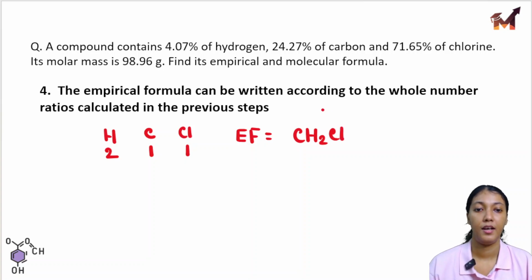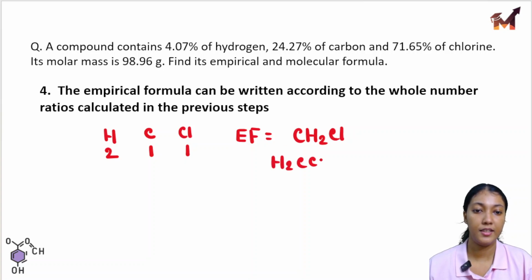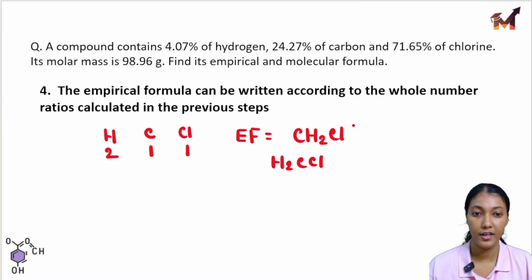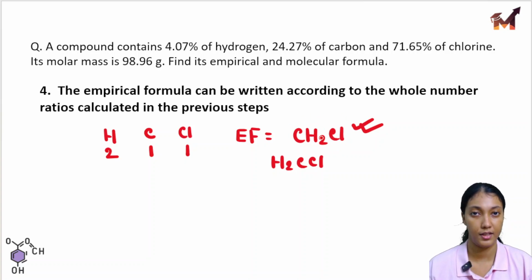You may think that why did I not write H2CCl? This is not wrong, but this is conventionally written. अगर आप कोई organic compound देखोगे तो ऐसे ही लिखा जाता है. That's why I have written like this. But this is also not wrong, but you should write it in the conventional way that it is written. So हमारा empirical formula हो गया CH2Cl.